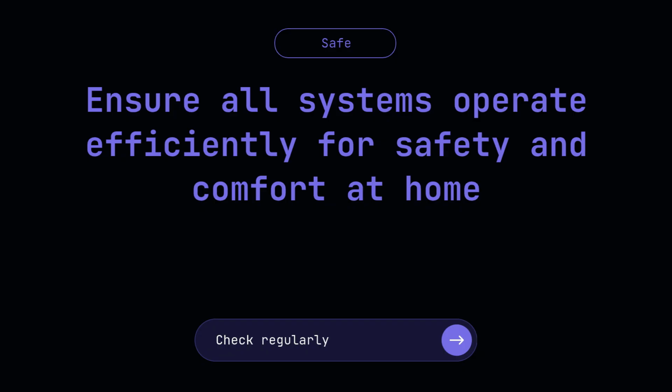Ensure electrical systems have functioning light switches and sockets. Check smoke detectors and heating systems for proper operation. Plumbing should have good water pressure and no leaks. Radiators must distribute warmth evenly. This systems check ensures a safe and efficient home environment.